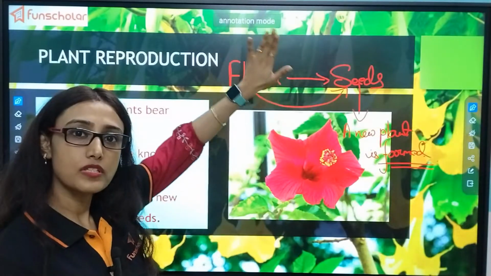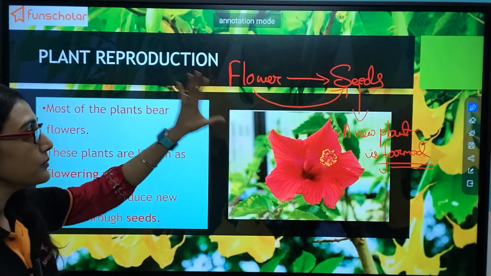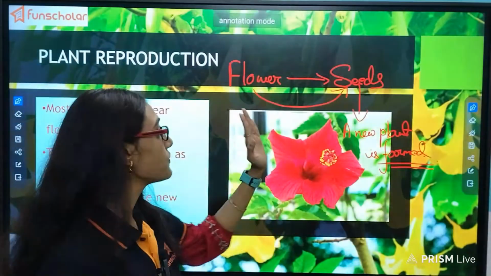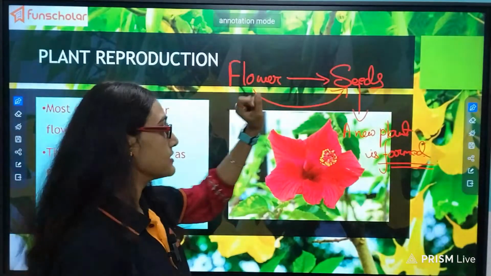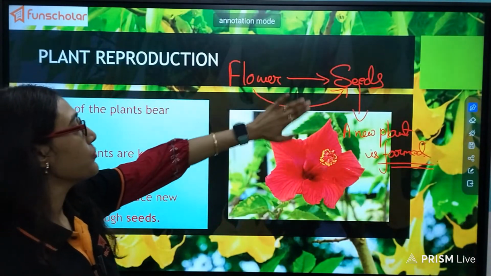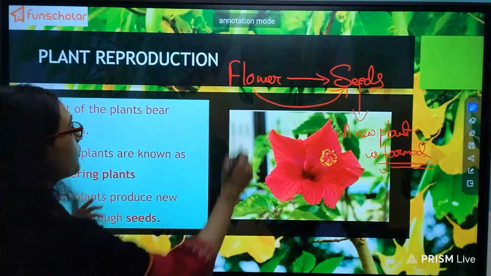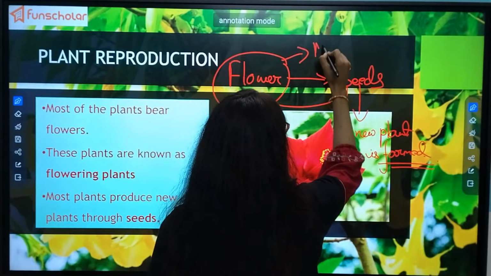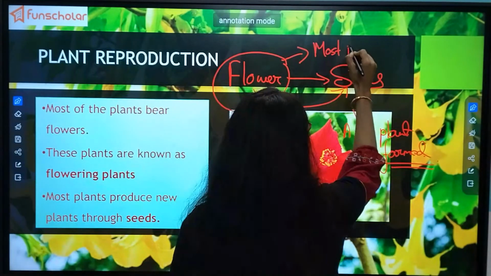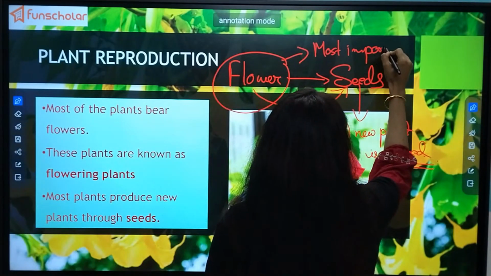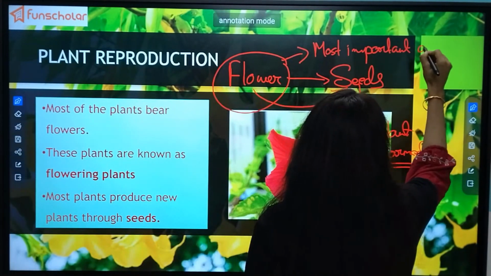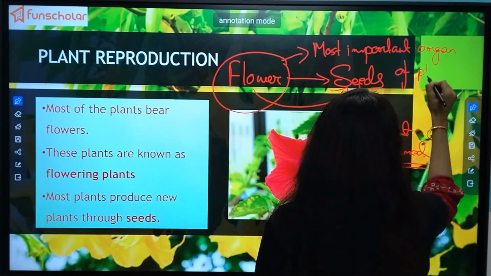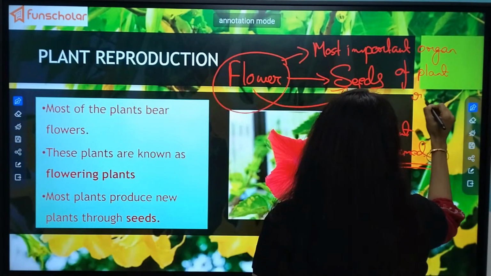Why is flower the most important and beautiful thing created by the plant? To attract insects for the formation of seeds. And it is the most important organ for plant reproduction. Please write it down. Most important organ of plant reproduction.